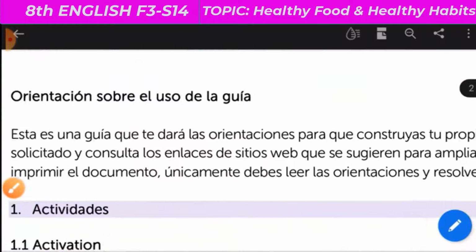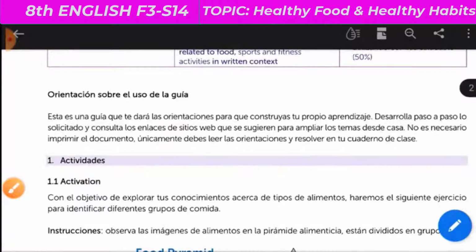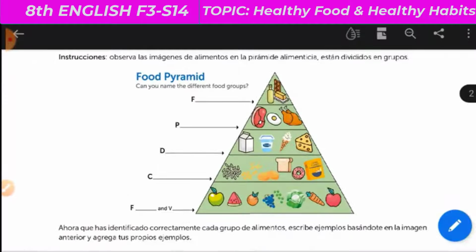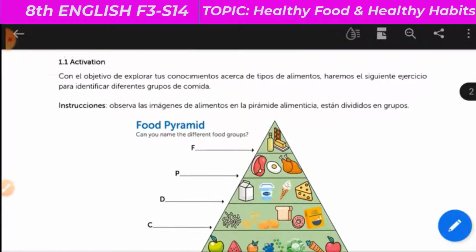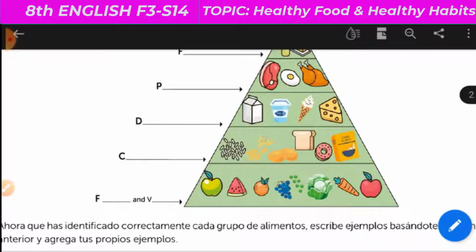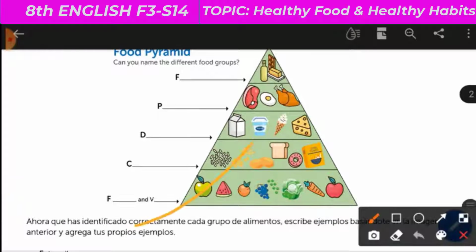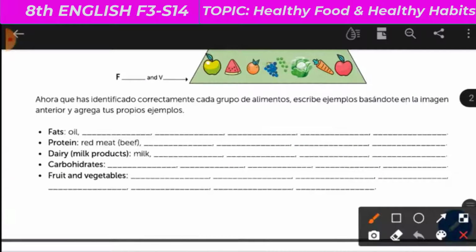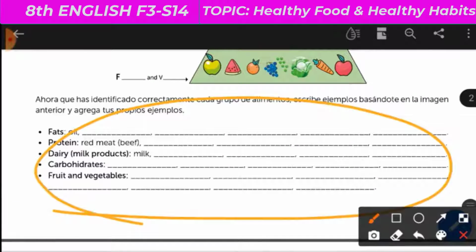Okay, now. First, before we try to work on the guide, let's have a general overview of it, okay? Antes de empezar a trabajar, vamos a ver una vista general. En the activation part tenemos la food pyramid, okay? Tenemos que identificar cada uno de estos parts de la food pyramid, y sus grupos, y los alimentos que componen cada grupo.